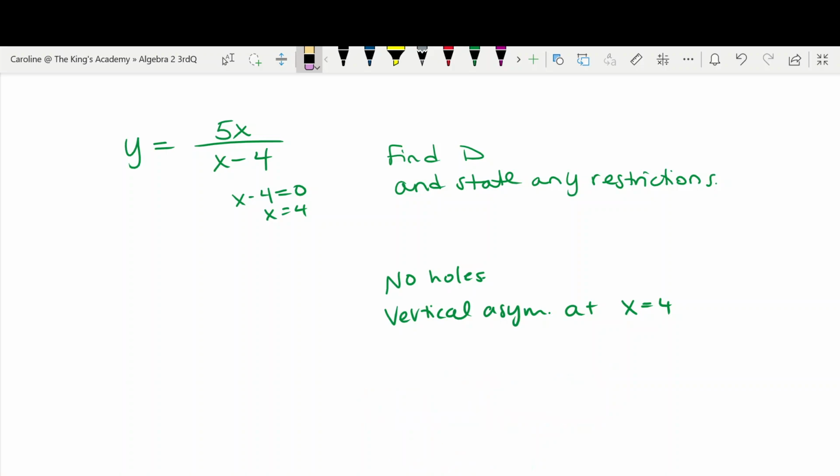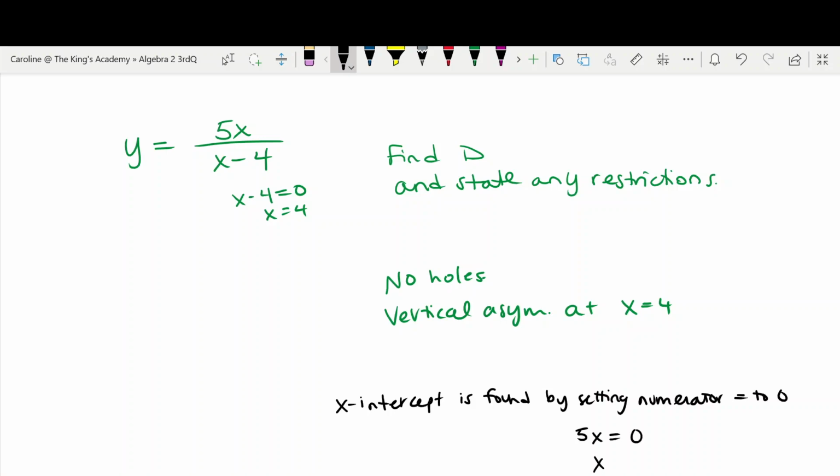Okay, next. Can we find the intercepts? How do I find the x-intercept? There's a shortcut for it. The x-intercept is found by setting the numerator equal to 0. So I would say, okay, 5x is my numerator, set that equal to 0, x equals 0. So the x-intercept is (0, 0).